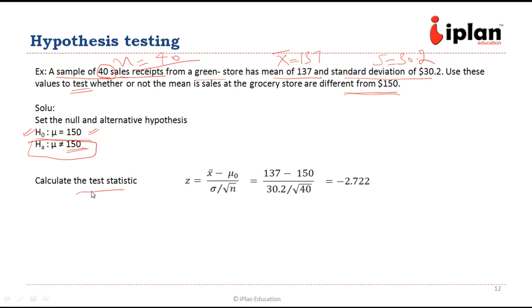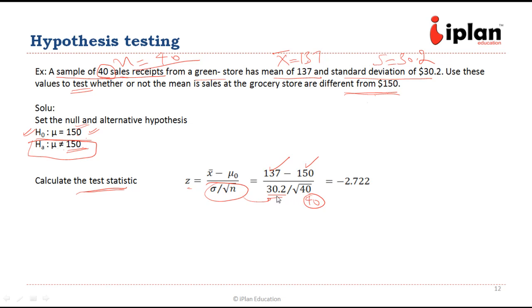It is not 150. So let us calculate the Z statistic first. We know from the formula it is x bar minus mu naught divided by the standard error, which is sigma by root n. So the value of x bar is 137. The value of mu is given as 150. That is what we are using here in our hypothesis testing.